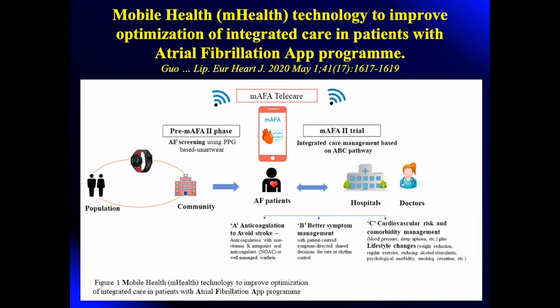This was published in 2019 by my colleague, Professor Guo, as the Huawei Heart Study. This was published in JACC, the Journal of the American College of Cardiology, in 2018, with regard to the pickup by smartwatches of atrial fibrillation in the general population. Patients with atrial fibrillation who were detected entered into the mAFA-II trial. This was a cluster randomized trial comparing usual care versus integrated or holistic care based on the ABC pathway. A, avoid stroke with anticoagulation, B, better symptom management, and C, cardiovascular and comorbidity optimization, including.